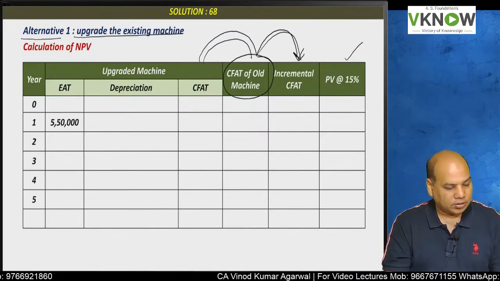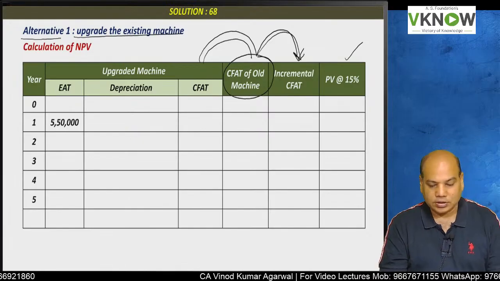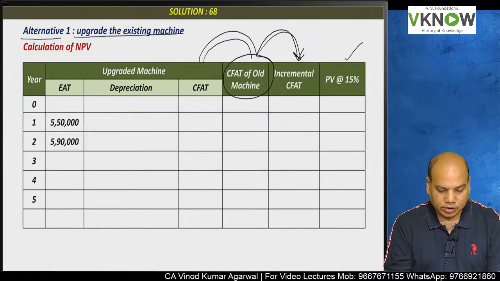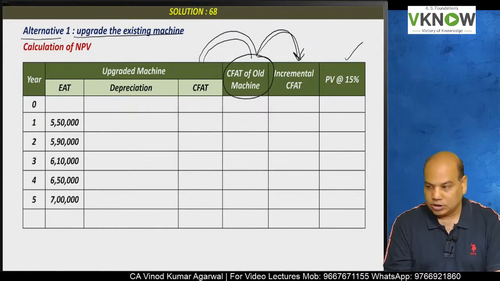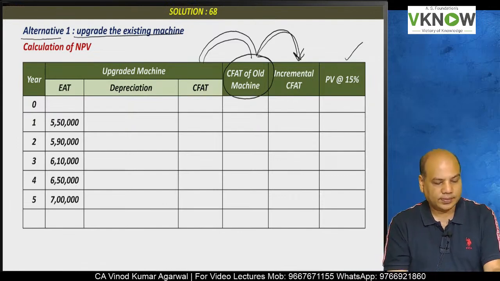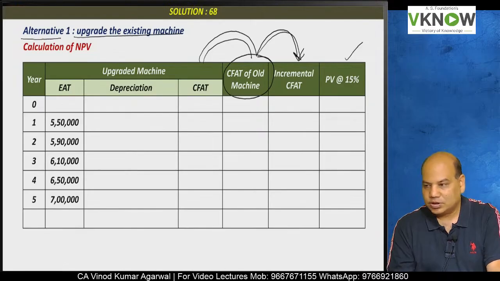Then copy the earning after tax of the upgraded machine, middle column, from the question book. This is given in the upgraded machine column. How much depreciation will you charge?